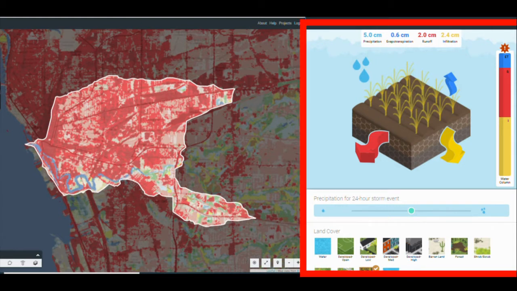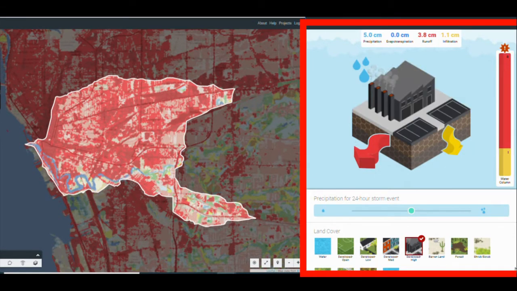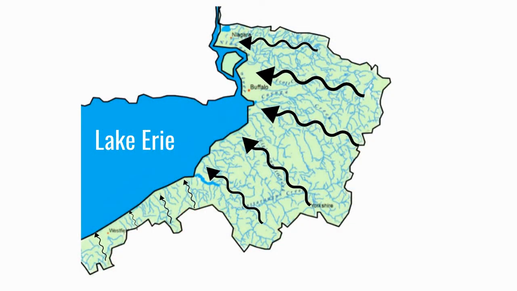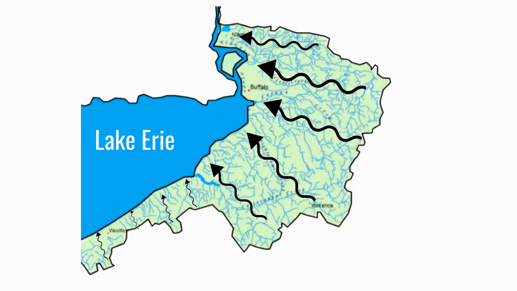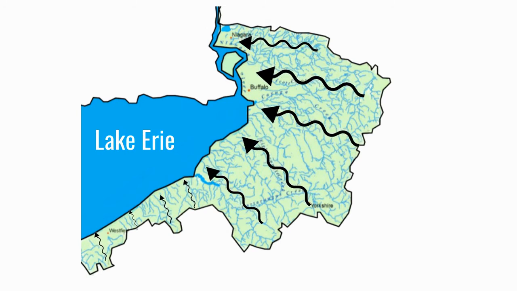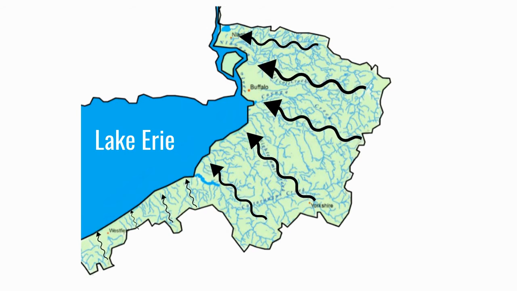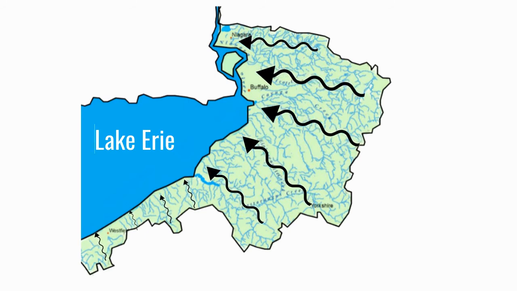Well, if we look, we can see that when that rainfall falls on these developed areas, we have significantly more runoff, with only a little bit of water infiltrating into the ground. That runoff, water flowing over the land, is going somewhere. And on our larger watershed, it's headed towards Lake Erie and the Niagara River.